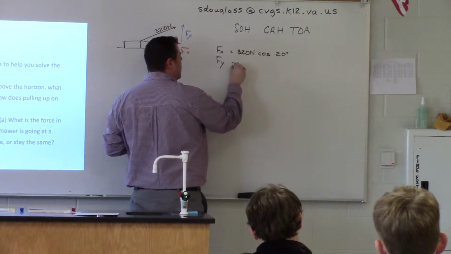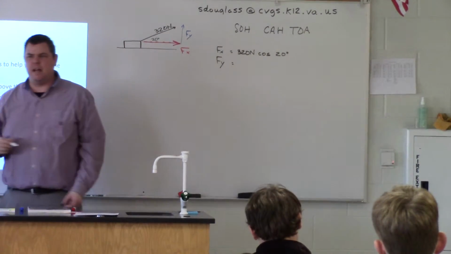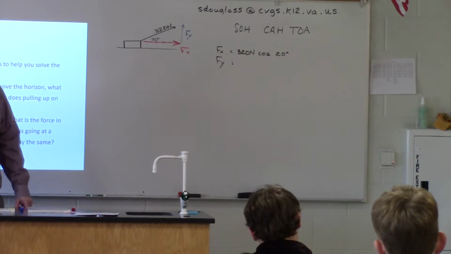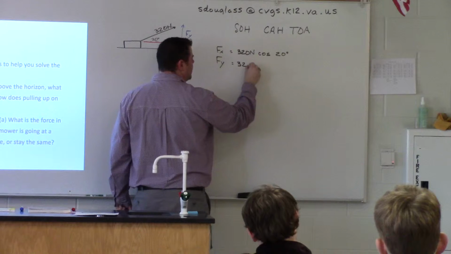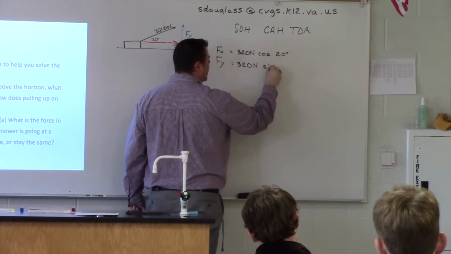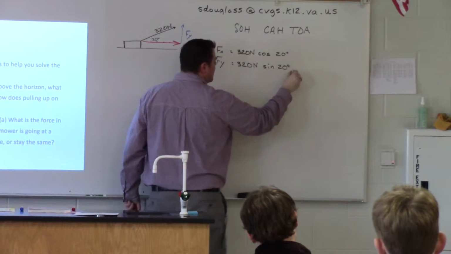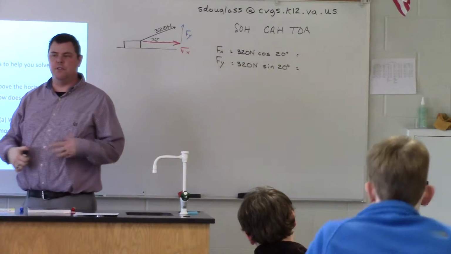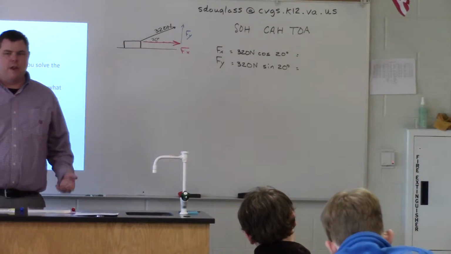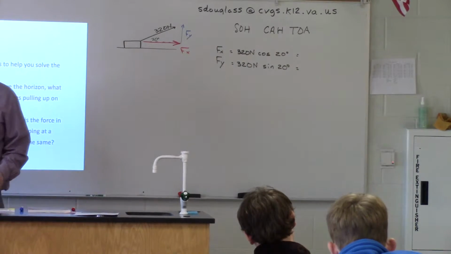What about the force in the y direction? How do we find the opposite side if we know the hypotenuse? Sine. 320 newtons sine of 20 degrees. Now also in your calculator you want to make sure it's in degrees. If the angle is given to you in degrees, your calculator should be in degrees, you're going to get some funny answers if you're in radians.